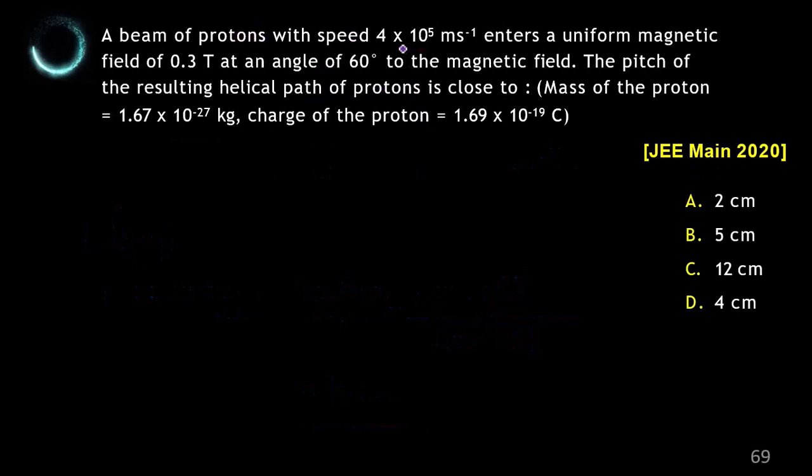A proton with the speed of this much enters a uniform magnetic field at an angle 60 with the magnetic field. The pitch of the resulting path is to be close to? Very good. Please try first.